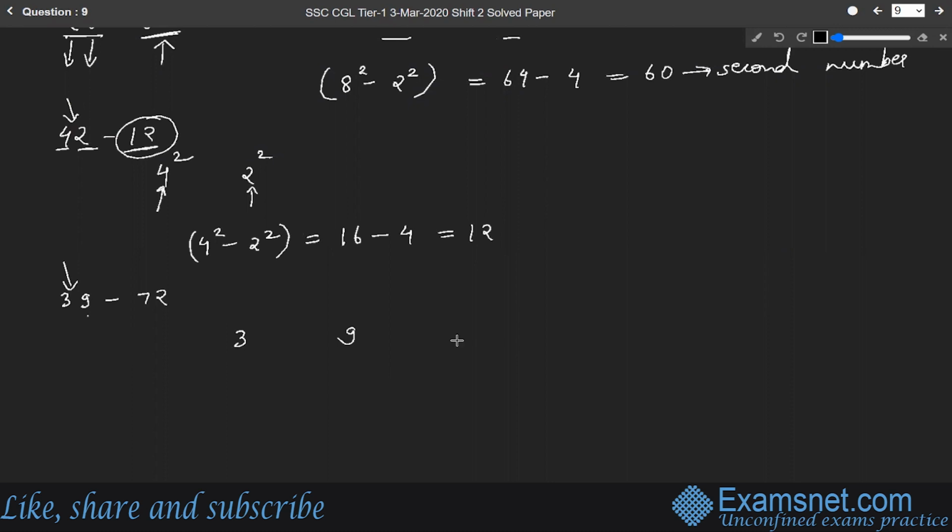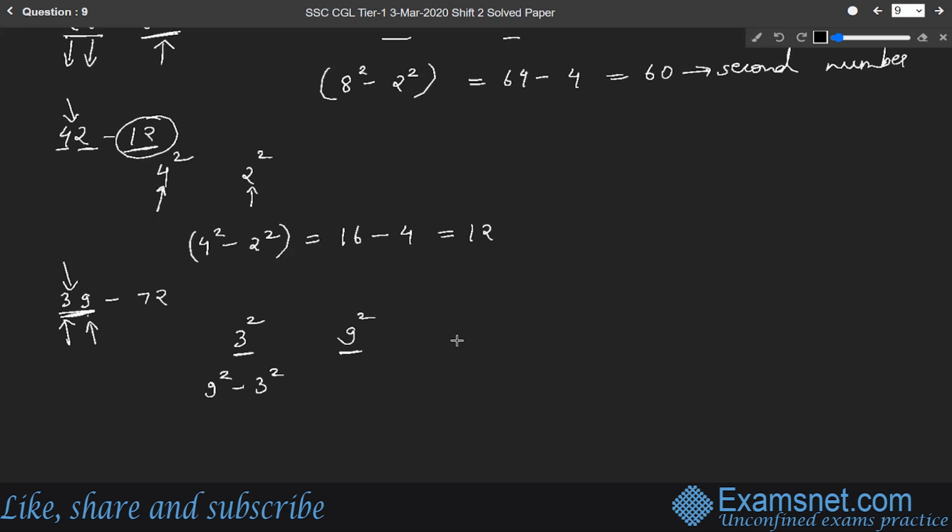Now we have to do the difference of the squares of these digits. So 3 square and 9 square, but difference will be larger number minus smaller number. So what is the larger number here? 9 square minus smaller number is 3 square. So this is the difference of the square of the digits of the first number. The first number is again 39 and the digits are 3 and 9. Means we have to find the difference of the square of the digits 3 and 9.